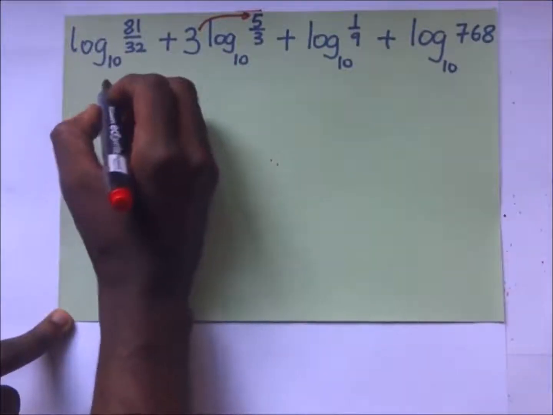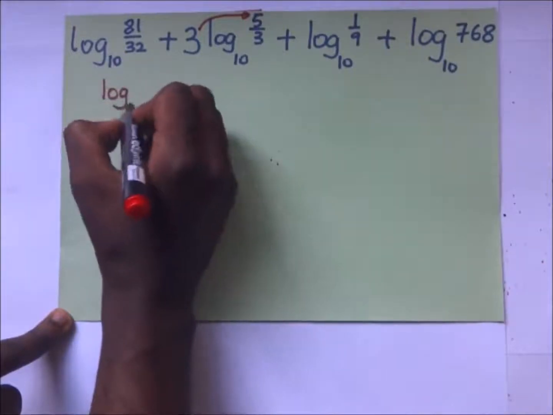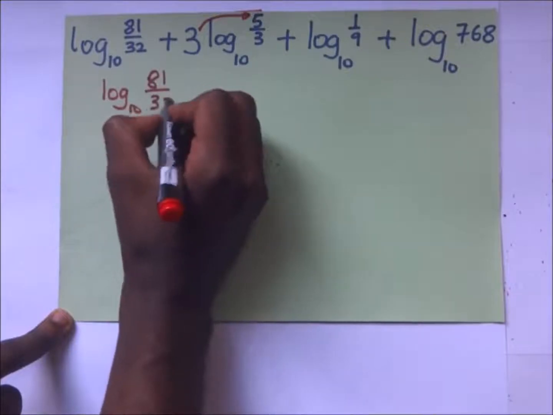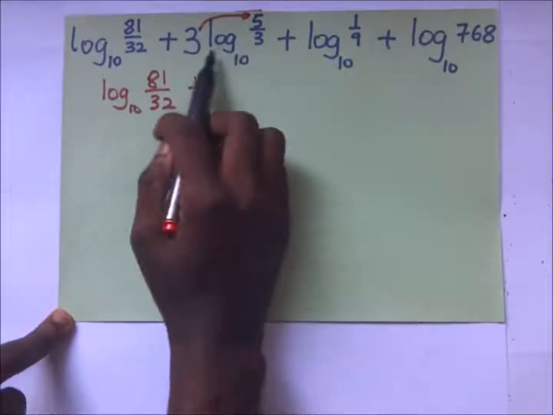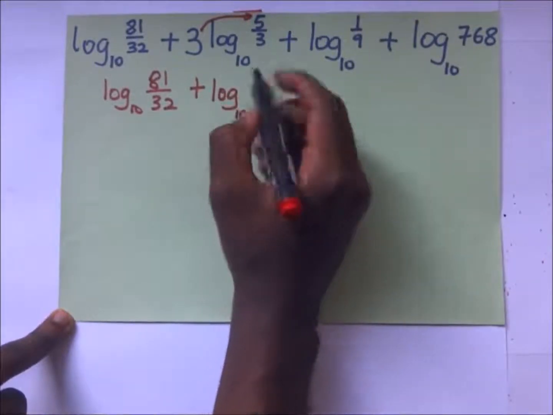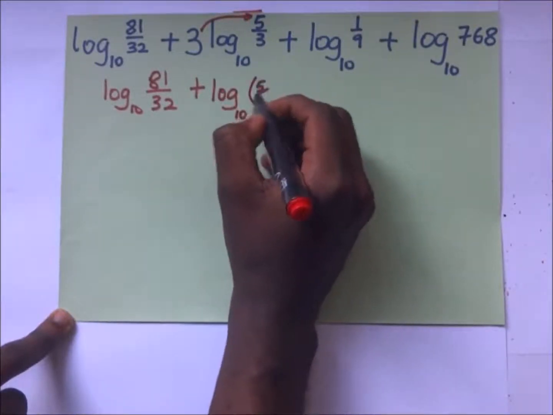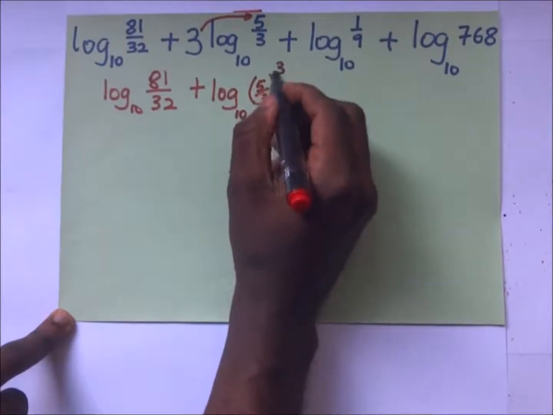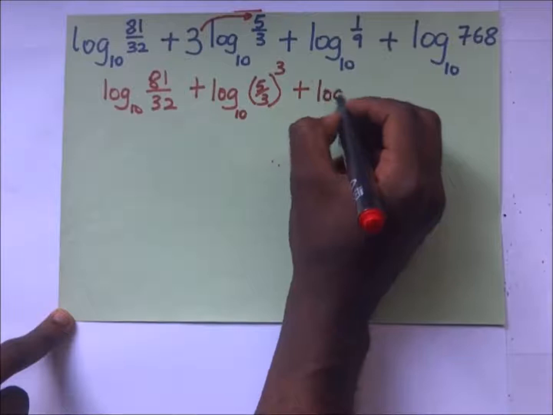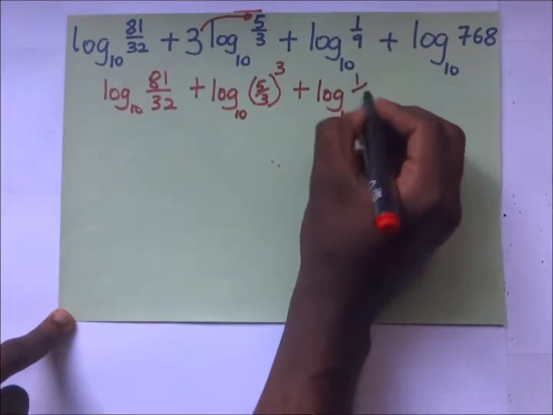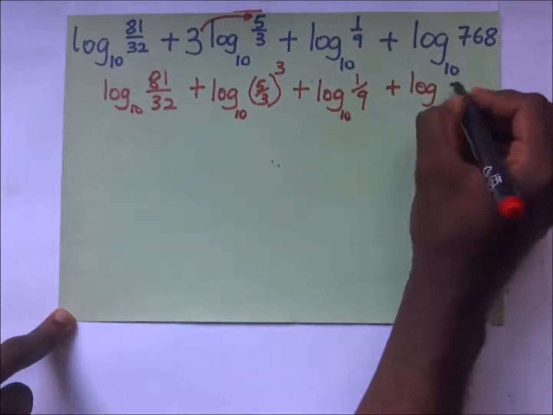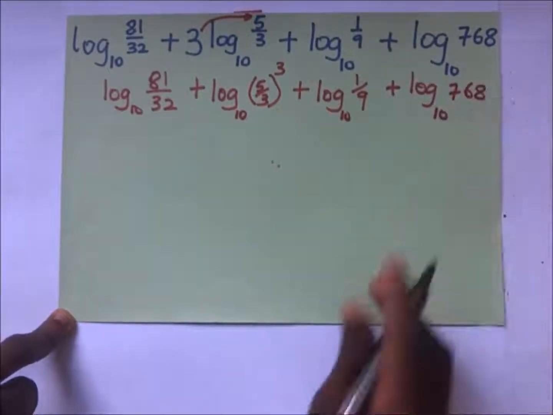So our next step here will be the log base 10 of 81 over 32 plus, now here it's going to be log to base 10 of 5 over 3 to the power 3, plus log to base 10 of 1 over 9 plus log to base 10 of 768.